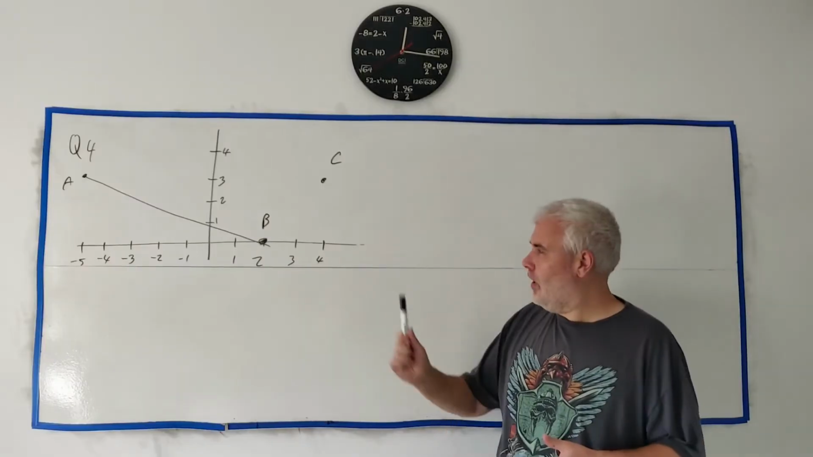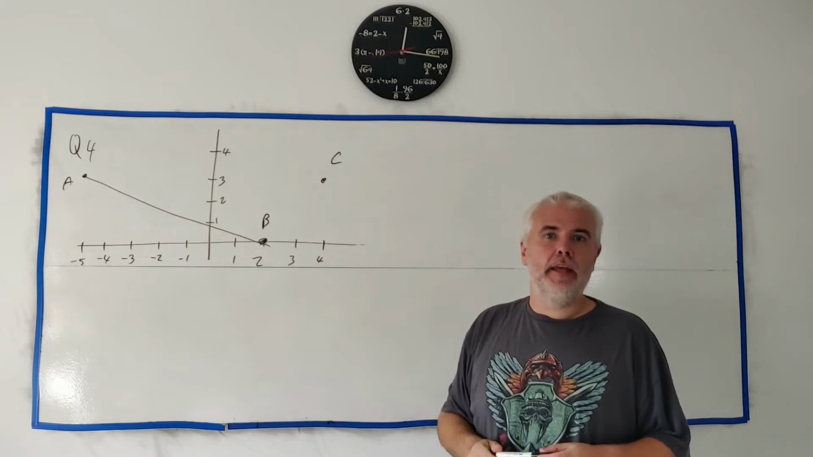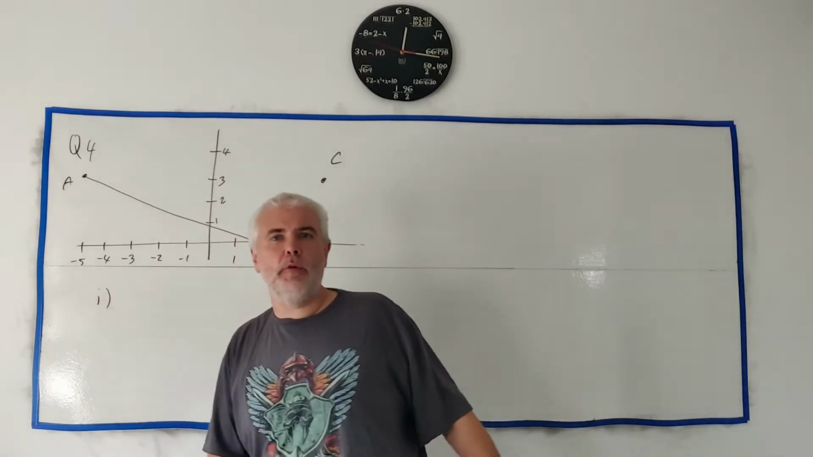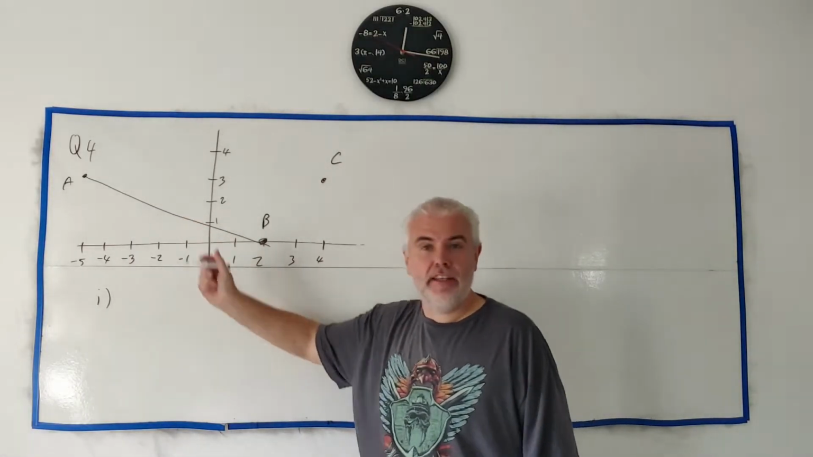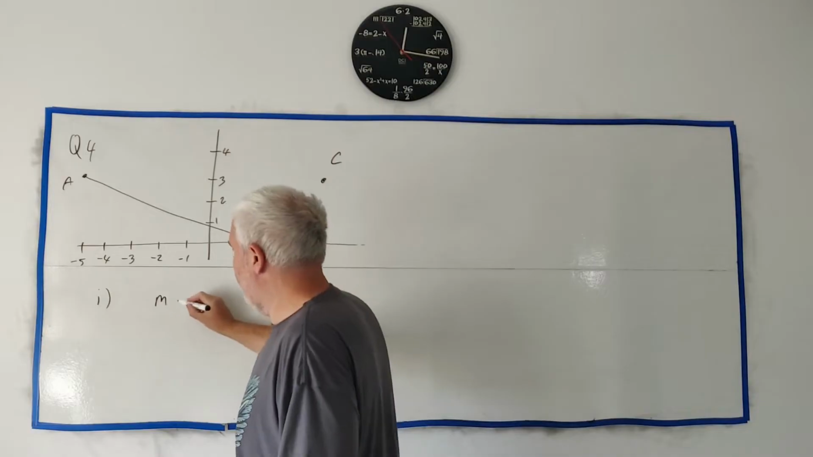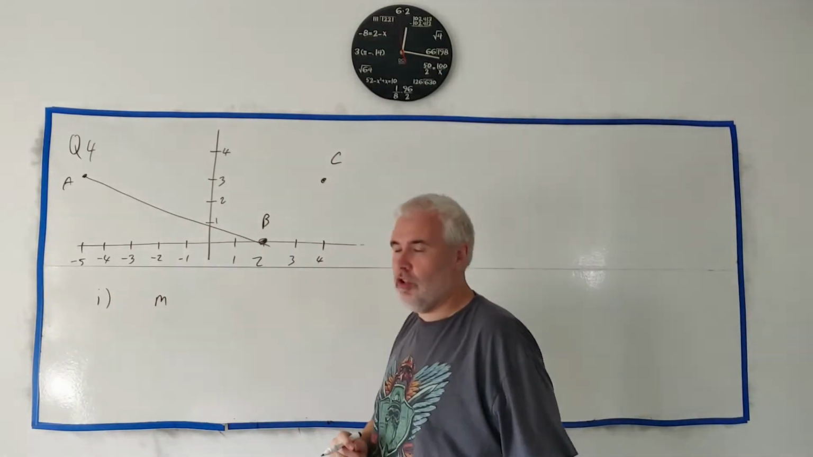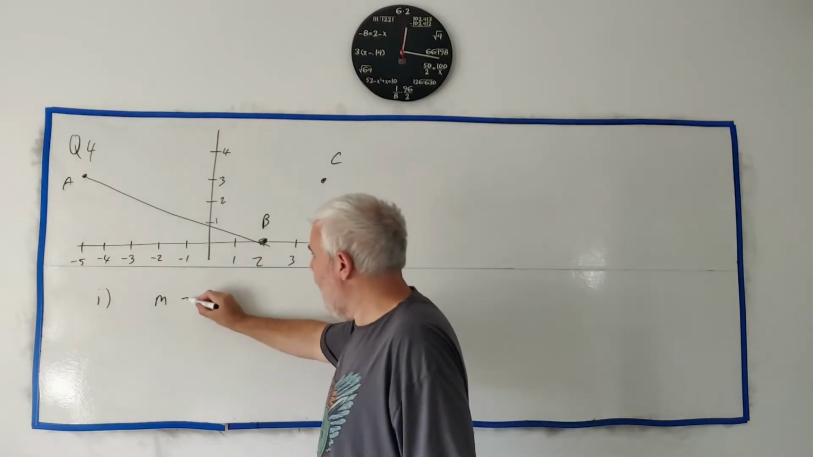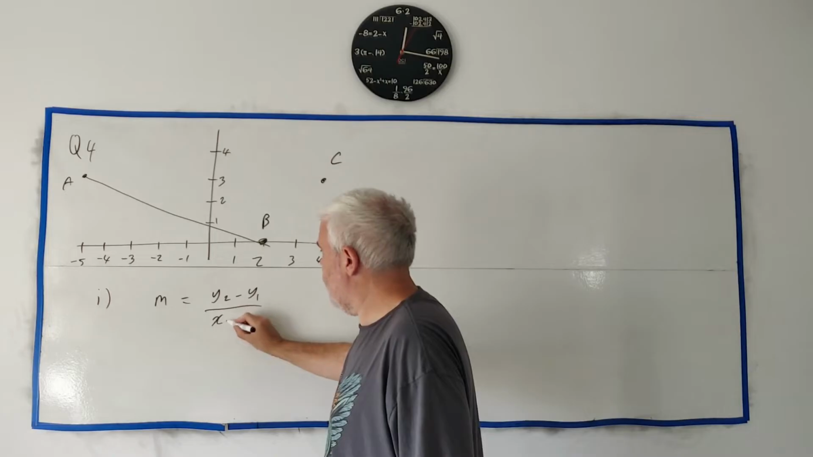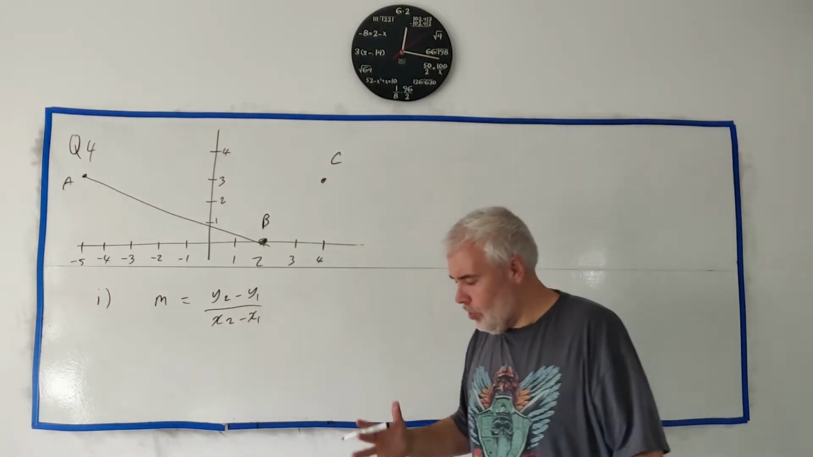In question 4, we're given this drawing here with the 2 points A and B and a line put between them. And for part 1, they want us to find the slope of this line, the slope of AB. Again, we have a formula for that. The formula is in your book, you don't have to remember it, but you probably should have studied it enough that you probably do. M is equal to y2 minus y1 divided by x2 minus x1.